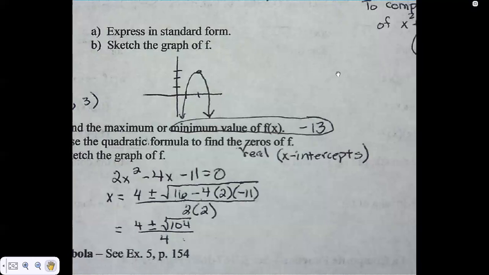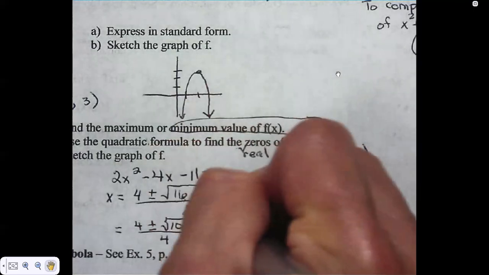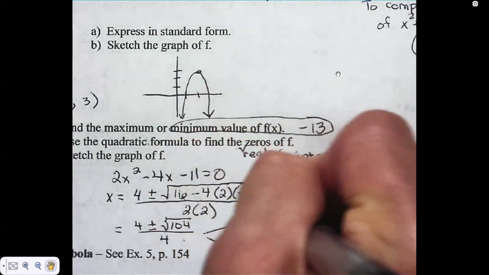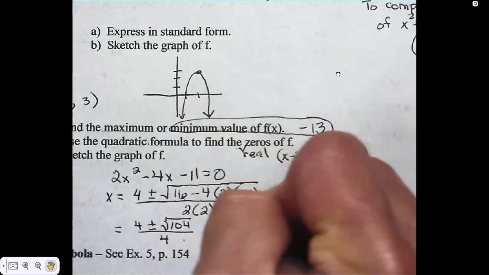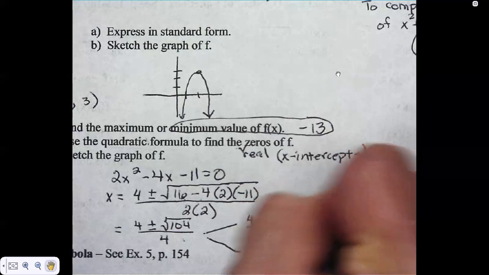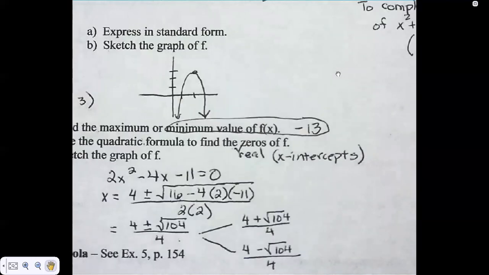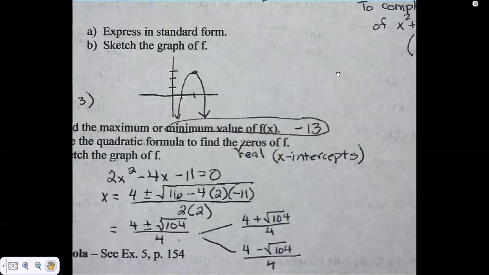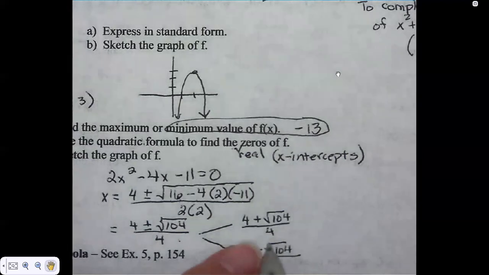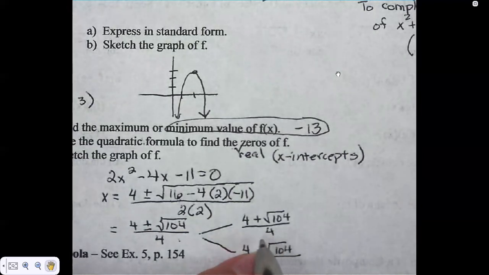If you're going for a decimal approximation, you don't even have to simplify it first. You can just pick up your calculator and punch 4 plus the square root of 104 over 4, and 4 minus the square root of 104 over 4. What's that square root of 104 have to be close to as a whole number? Darn close to 10. This is about 14 divided by 4, which is about 3.5. If you're not getting about 3.5 on the calculator, you're making a punching mistake.